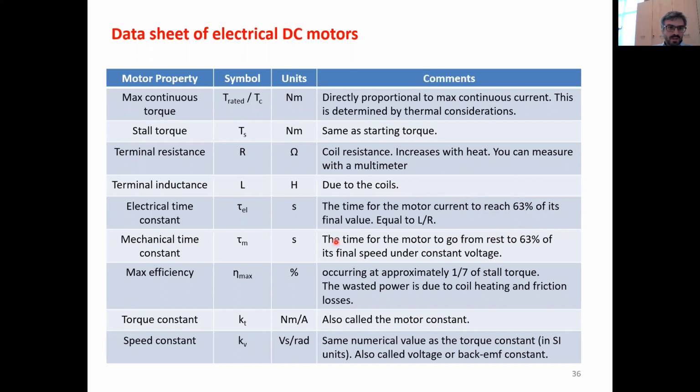And you have the electrical time constant. We saw that tau L, that is the ratio between the inductance and the resistance, is what it takes to reach 63% of the final value of the current, for example. And the mechanical constant, tau M, is what is required to get 66% of the final speed, of the steady speed, under a constant voltage input. And we have a maximum efficiency, and finally the torque and the speed constant, that in SI units should have the same value.